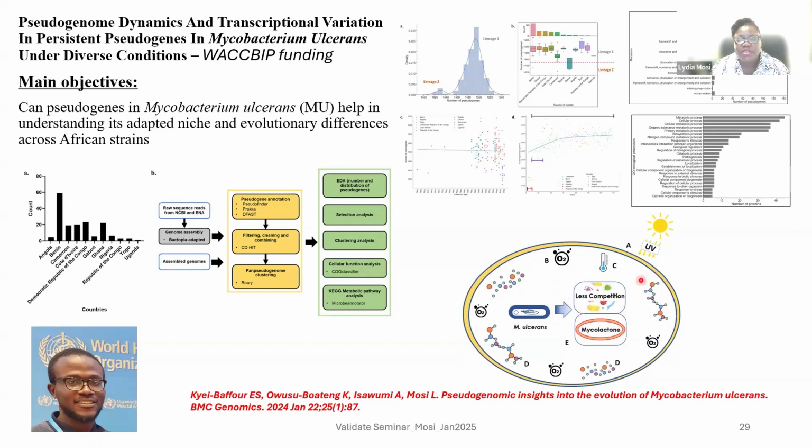It's adapting to a niche where it is protected from direct sunlight or UV rays. It's also adapting to a niche that has low oxygen and has availability of nutrients for M. ulcerans. And it's also adapting to a niche that can support or that does not respond to the cytotoxic effects of mycolactone.